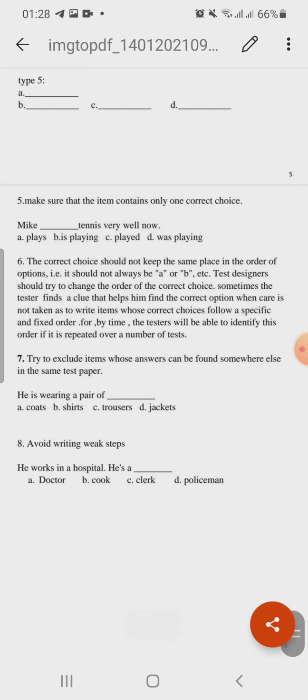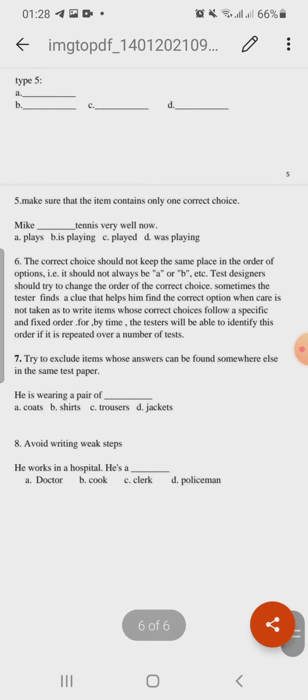Number 5, make sure that the item contains only one correct choice. يعني ما يصير نخلي أكثر من خيار صحيح. Mike plays tennis very well now. Plays, is playing, played and was playing.